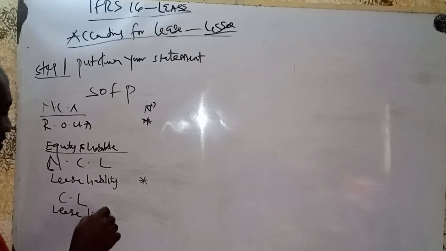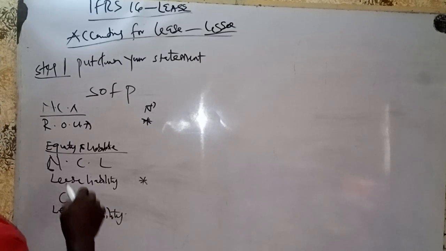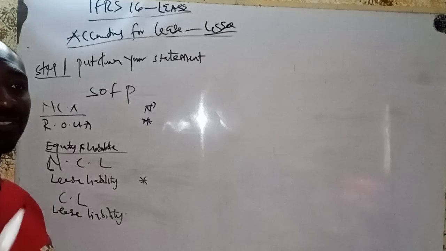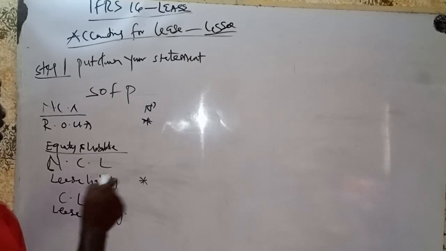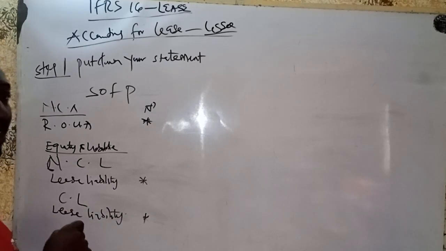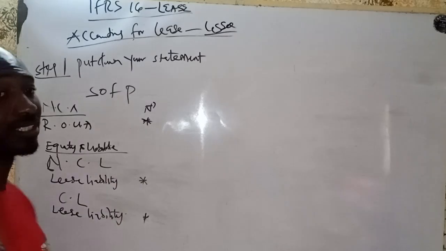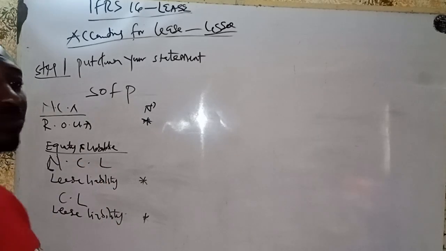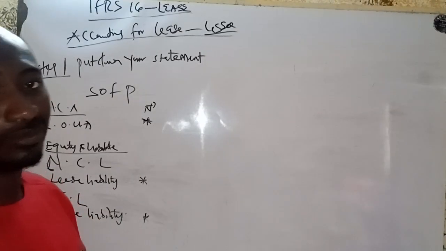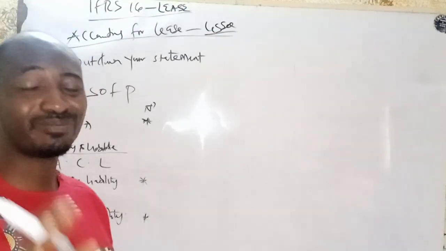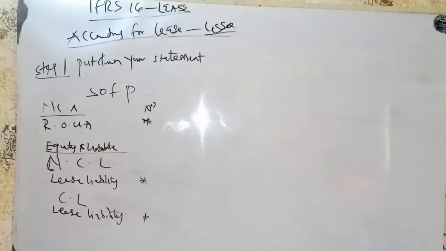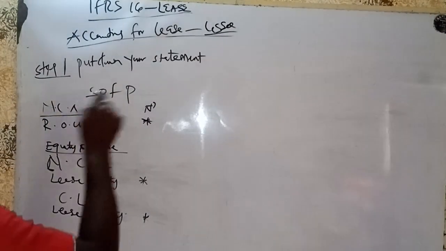Now, let me quickly explain this. There's what we call the amortization schedule. In that amortization schedule, it will help you to know the lease liability that you are going to bring here, as well as the lease liability that you are going to bring under the current liability. Also, the amortization schedule will help you to know the finance charge you are going to charge in your statement of comprehensive income. I'm bringing that now so that it will be simpler for you. When we get to the workings, you will understand it better. So you close it. That will give you the statement of financial position.